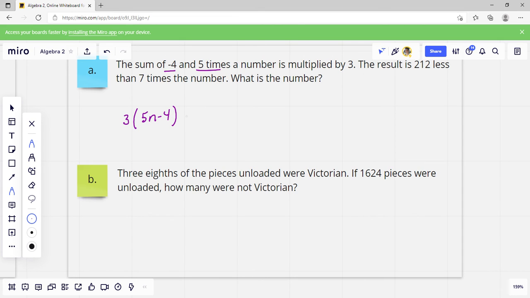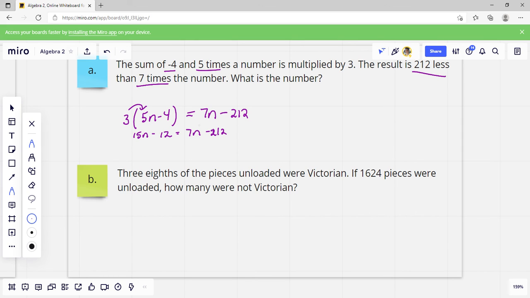The result is 212 less than 7 times the number. So I'm just going to put 7 times my number. And it's saying that this is 212 less than this side. So I'm going to subtract 212 from that side to make it even. Okay, now I just got to work this out by rainbowing. 15n minus 12 equals 7n minus, oops, 212.